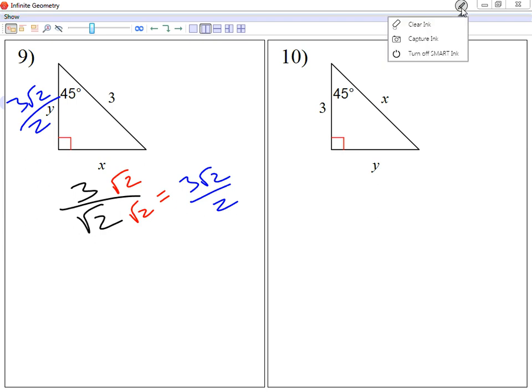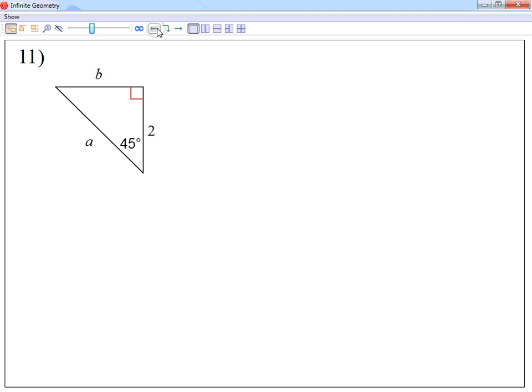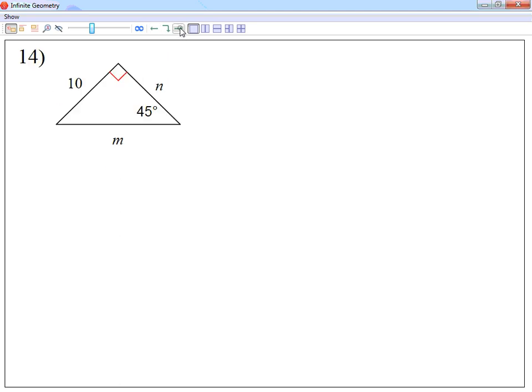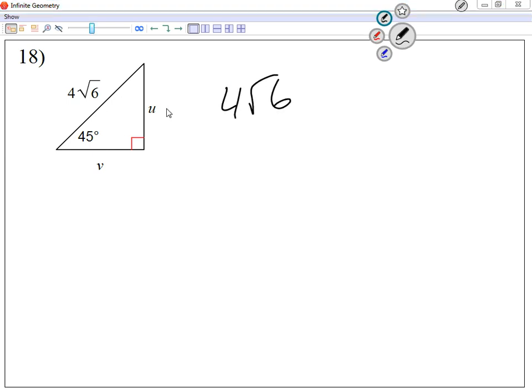But now let me show you guys something. Let me skip to question number 18. For number 18, I'm giving you guys the hypotenuse, 4 radical 6. For us to find u and v, we have to divide by radical 2. If I give you the hypotenuse, for you to find the side, divide by radical 2.